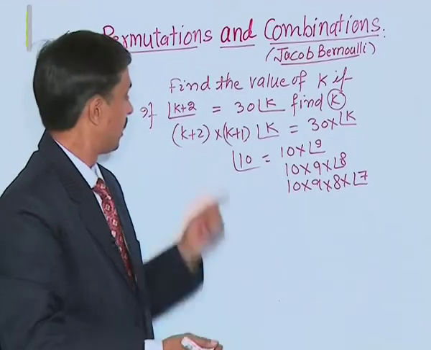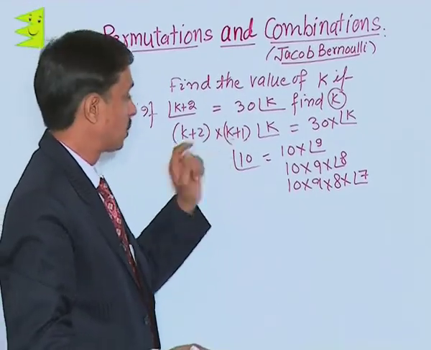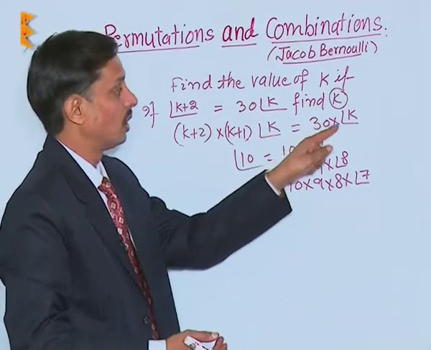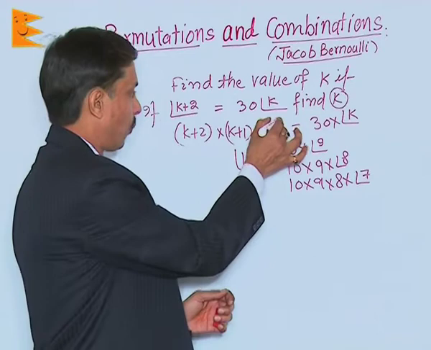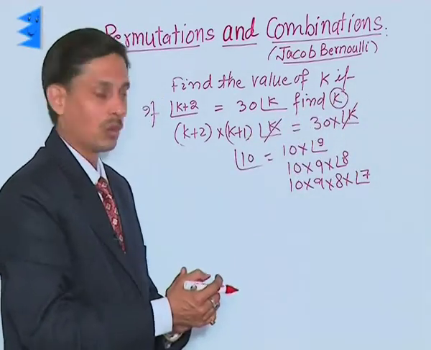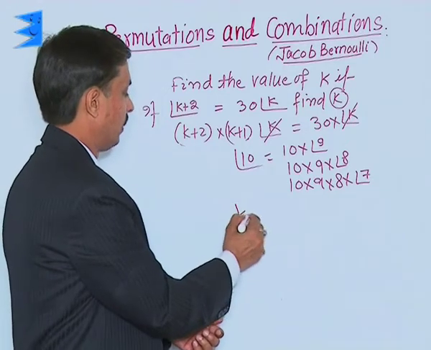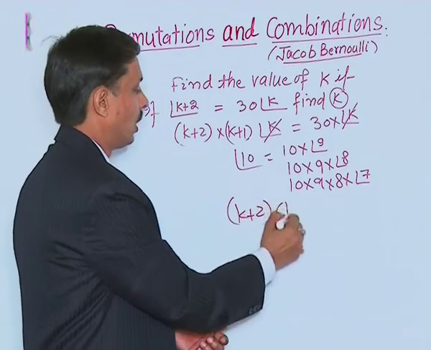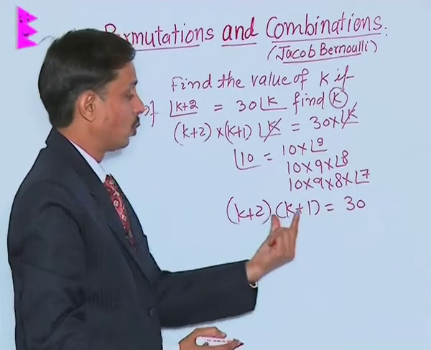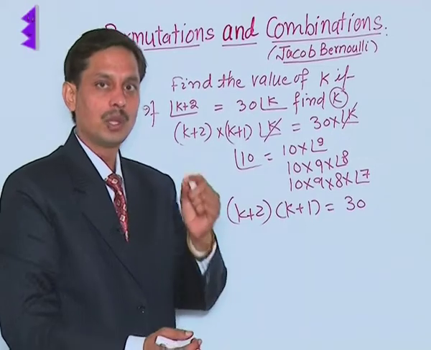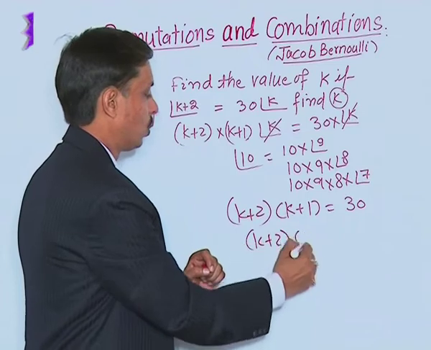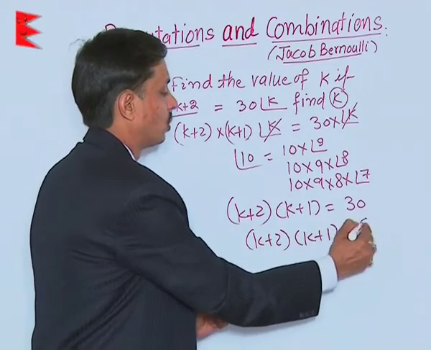So it is k plus 2, k plus 1, and 1 less 2, it is factorial k, which is equal to 30 into factorial k. So factorial k and factorial k get cancelled, as k cannot be equal to 0. So we are getting k plus 2 into k plus 1 is equal to 30. K plus 2 and k plus 1 are two consecutive numbers. So I can say that k plus 2 into k plus 1 is equal to 6 into 5.